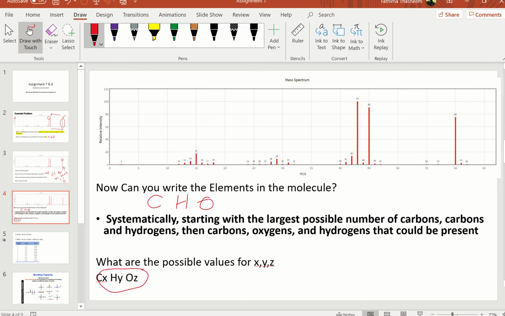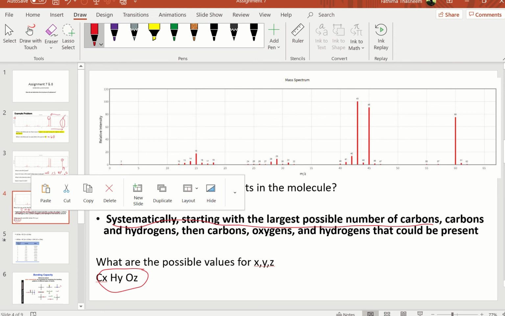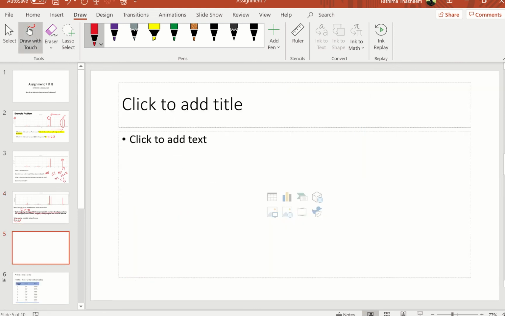So I just put it as CxHyOz because we don't know the values for x, y, and z: how many carbons, how many hydrogens, and how many oxygens. So what we do is go systematically, starting with the largest possible number of carbons.